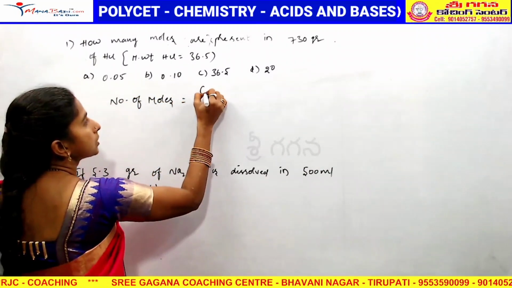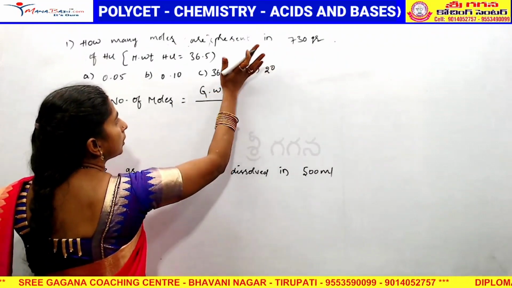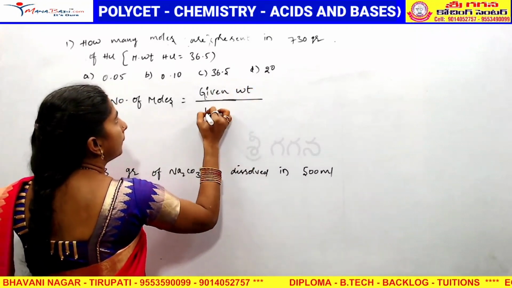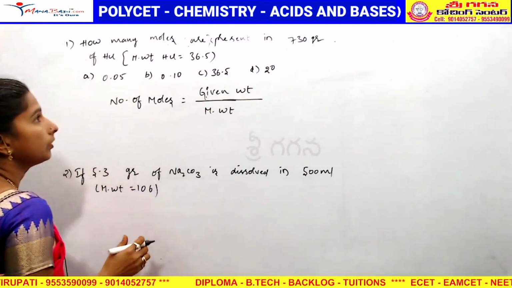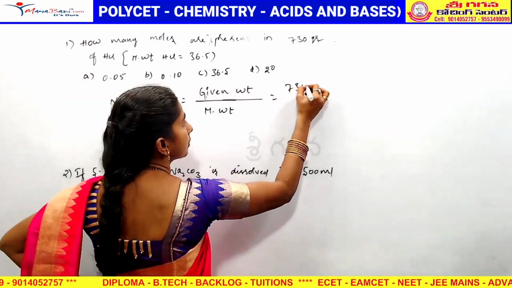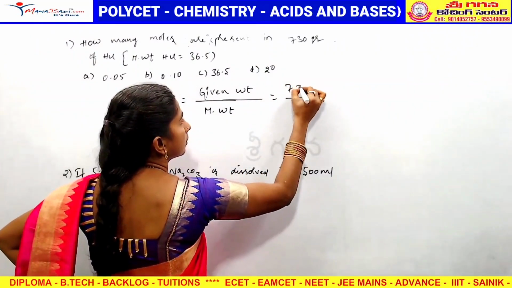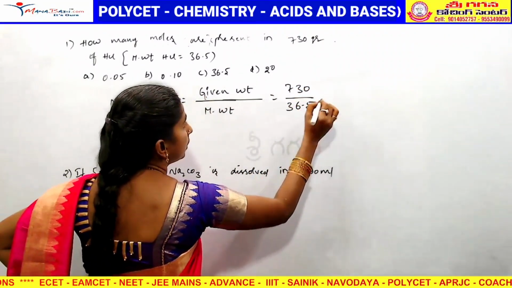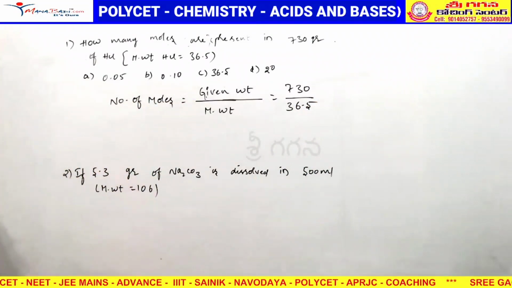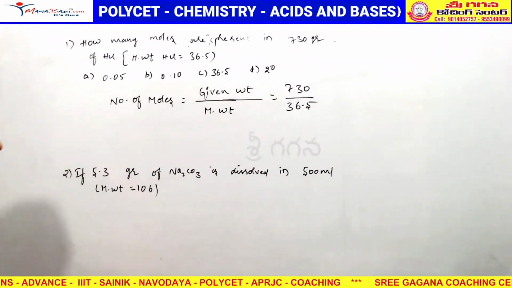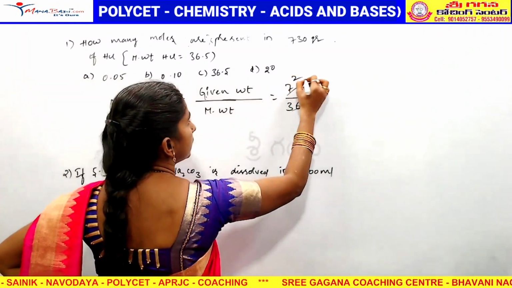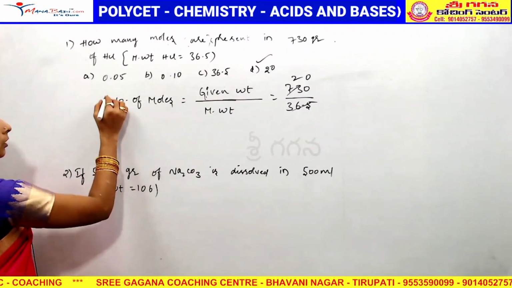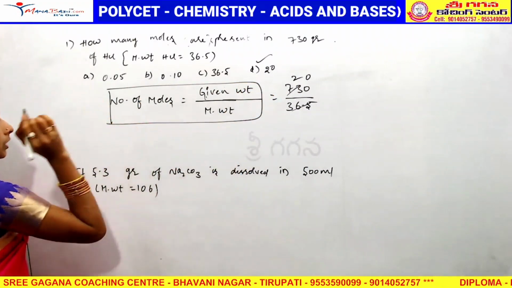Number of moles is equal to given weight by molecular weight of the substance. Given weight is 730 grams, molecular weight is 36.5. So 36.5 twos are 73, so the number of moles is 20. The molecular weight and number of moles formula are very important.